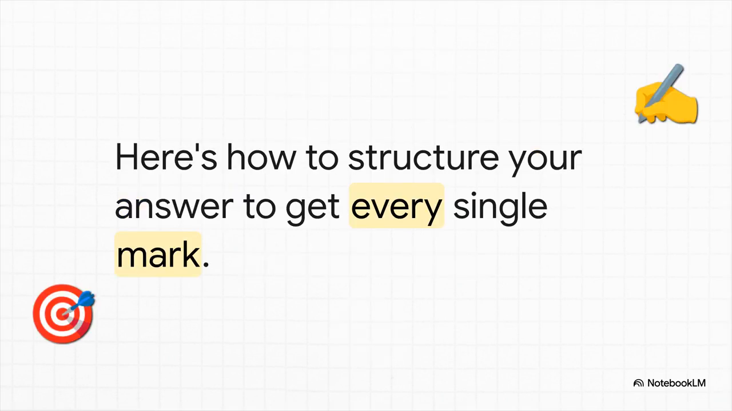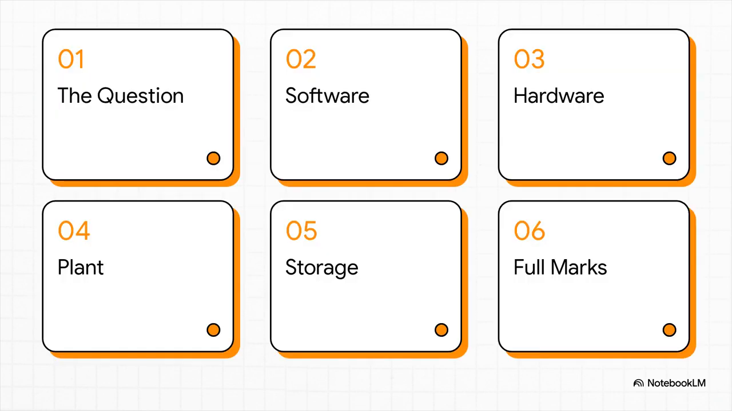It really comes down to 2 simple things: having the perfect structure for your answer and using really specific examples. Let's walk through the exact framework you're going to need. Here is our game plan. We're going to start with software tools, then we'll move to hardware, then that weird plant category for large-scale production, and we'll finish up with the super important area of storage. Now, this structure isn't just for this explainer. This is the exact framework you should be using in your exam.